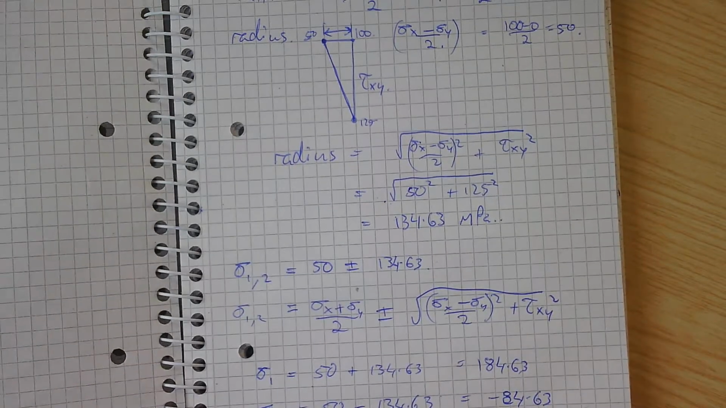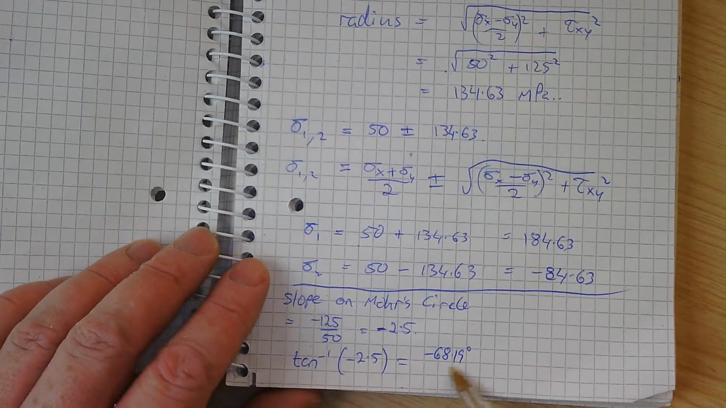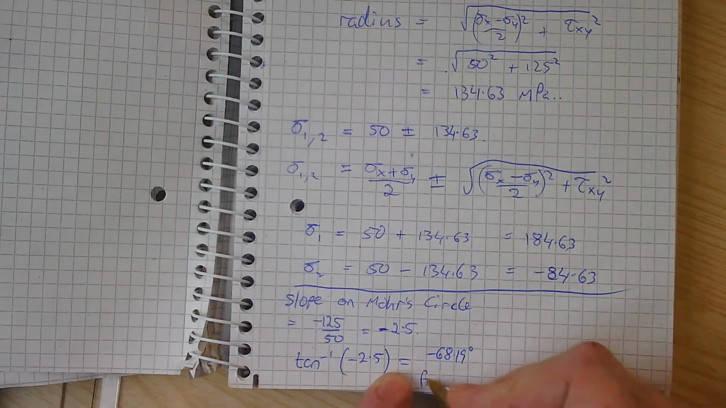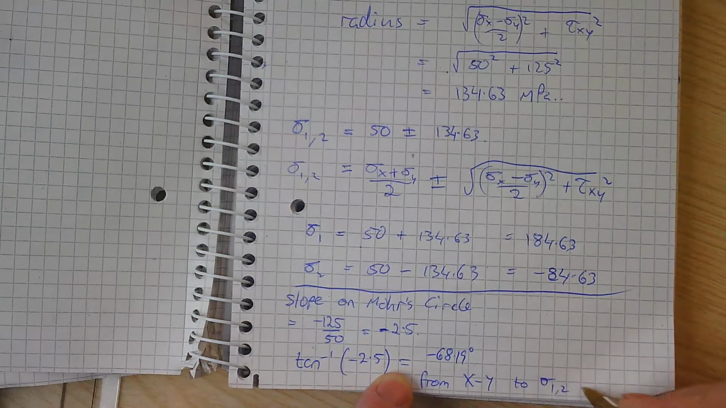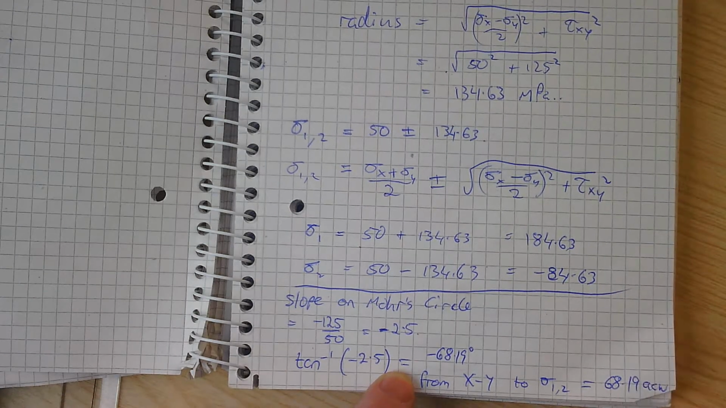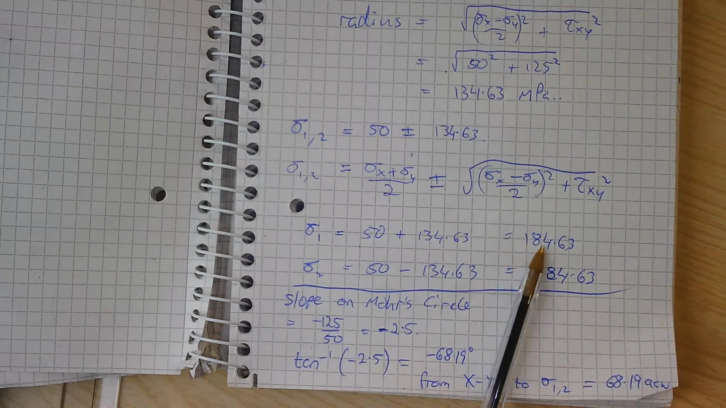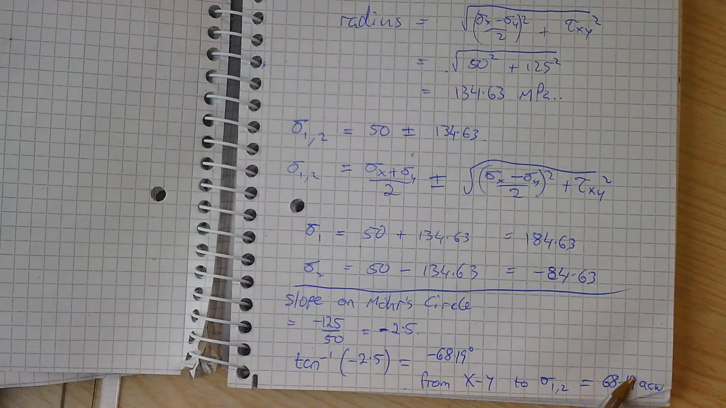So the slope there is 68.19 degrees, or the angle rather. Tan inverse of the slope is 68.19. The calculator says it's minus 68.19, but from your original xy to the principal stresses sigma 1 and 2 is 68.19 anti-clockwise. So that would be your answer. The question might say something like, calculate the magnitude and direction of the principal stresses. The magnitude of the principal stresses would be 184.6 and minus 84.6, and the direction is 68.19 anti-clockwise from xy to sigma 1.